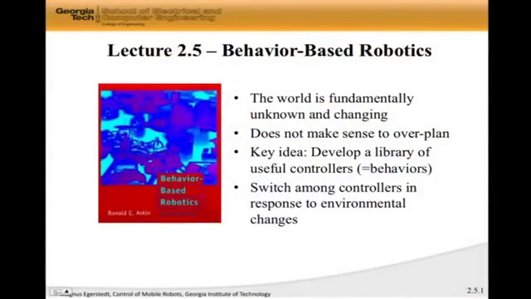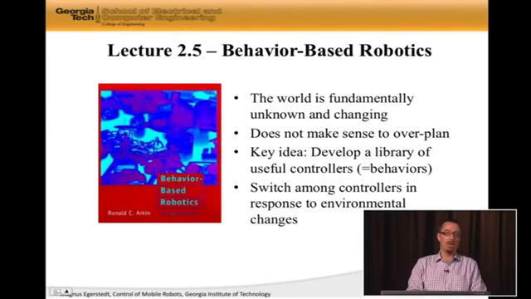So the key idea to overcome this, that's quite standard in robotics, is to simply develop a library of useful controllers. These are controllers that do different things, like going to landmarks, avoiding obstacles. We saw one that tried to make robots drive to the center of gravity of their neighbors. Basically, we can have a library of these useful controllers, behaviors if you will, and then we switch among these behaviors in response to what the environment throws at us.